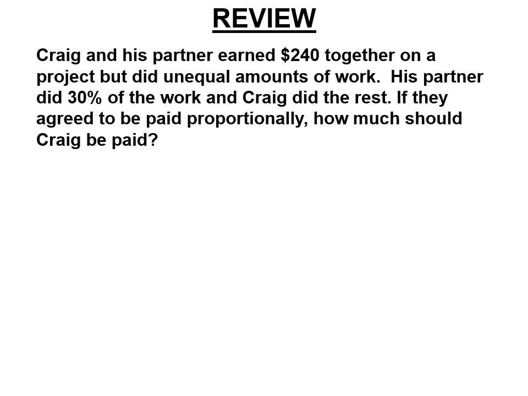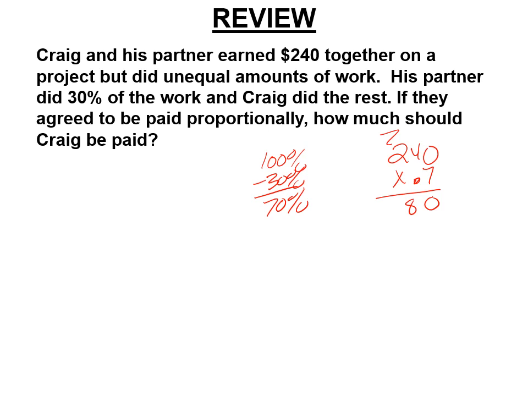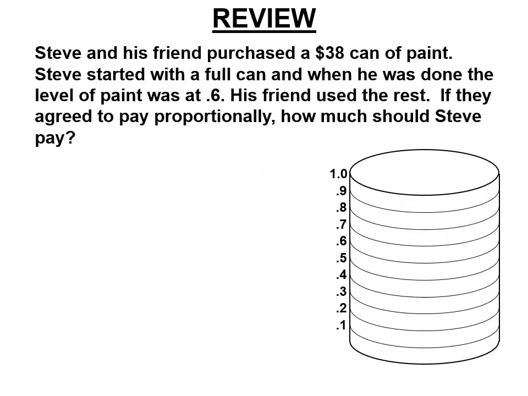Craig and his partner earned $240 together on a project, but did unequal amounts of work. His partner did 30%. Craig did the rest. If they agreed to be paid proportionally, how much should Craig be paid? Well, Craig, therefore, did 70% of the work. So he should get 70% of the money. 70% of 240, you multiply by 0.7. And 4 times 7, 28. 2 times 7, 14. And plus 2, you move the decimal once, and he should get $168.